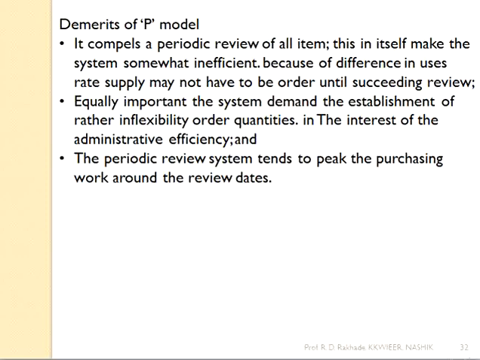Likewise the P model also has demerits. It requires a periodic review of all items. This itself makes the system somewhat inefficient, and because of differences in usage rate, supply may have to wait until the succeeding review. Equally important, the system demands establishing a rather inflexible quantity in the interest of the administrative cycle. And last, a periodic review system tends to bunch the purchasing work around the review dates.